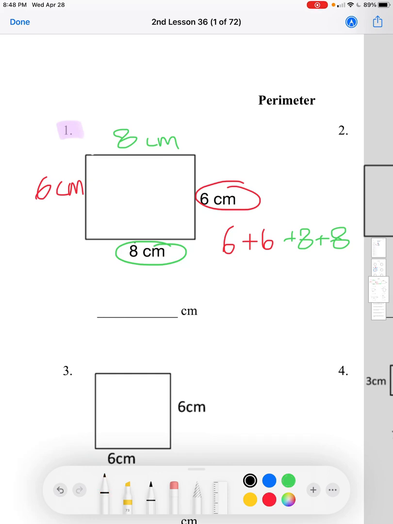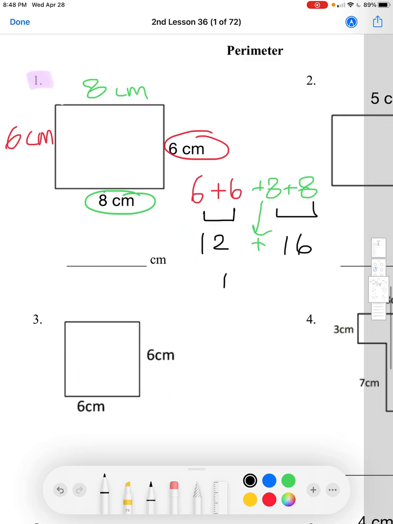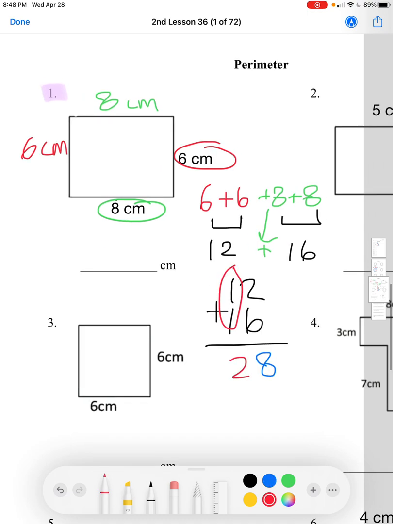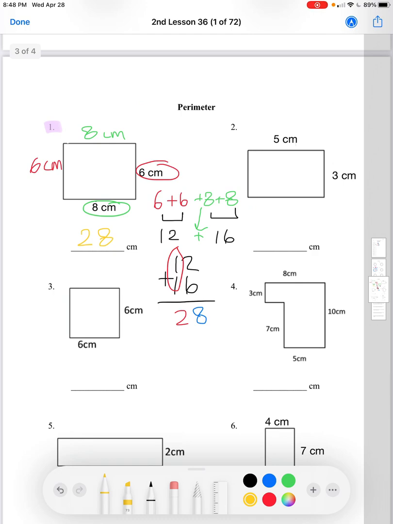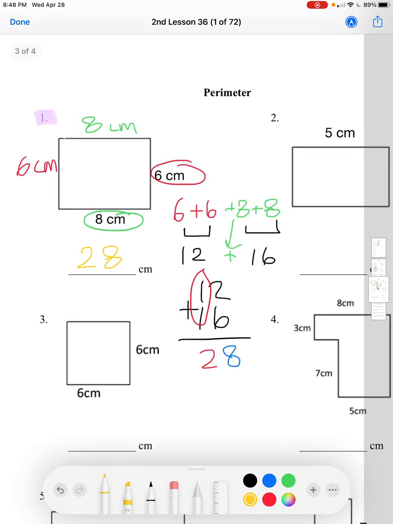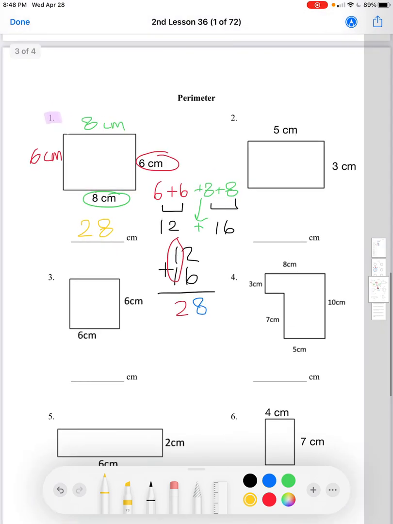So let's just start with 6 plus 6. 6 plus 6 is just 12. And then we're going to add that to 8 plus 8. 8 plus 8 is 16. So now we have 12 plus 16. 2 plus 6 equals 8. 1 plus 1 equals 2. So the total is 28 centimeters. Let's use a different color. 28 centimeters. So that's what we got as the total length around this shape. We're adding all of the lengths of each side to get the total, which is 28 centimeters.